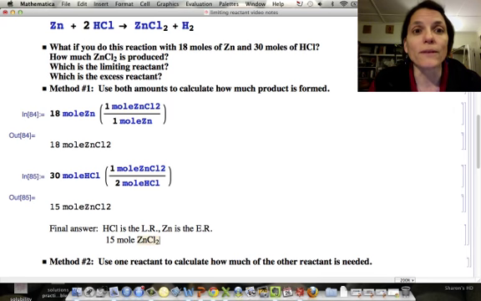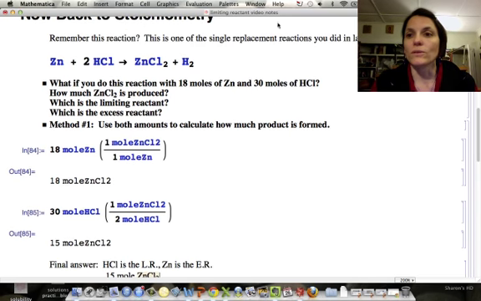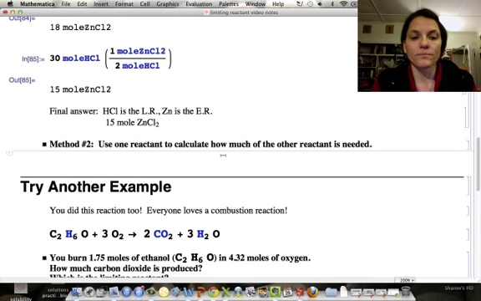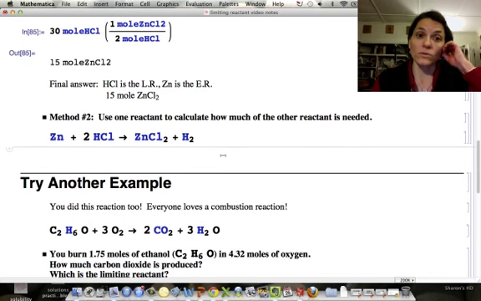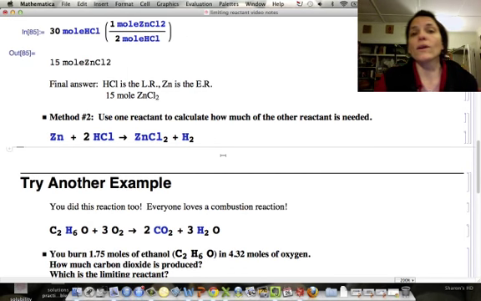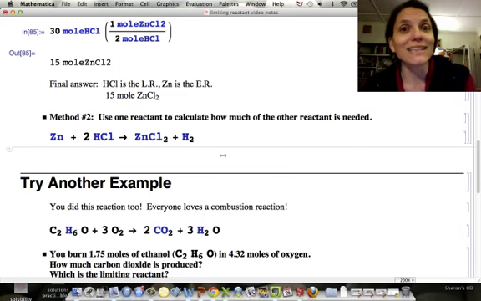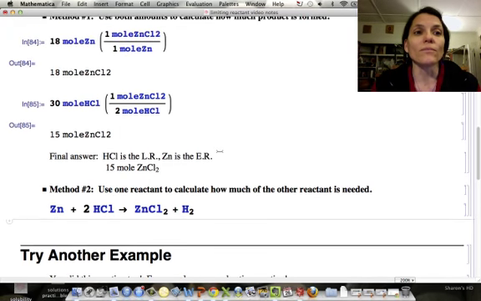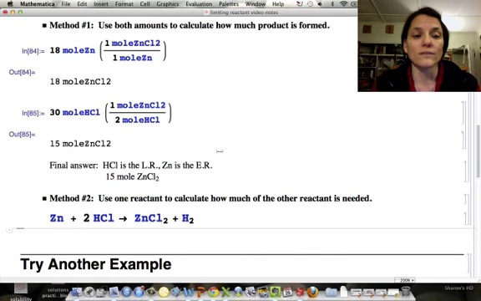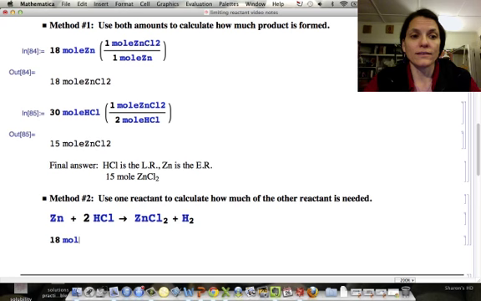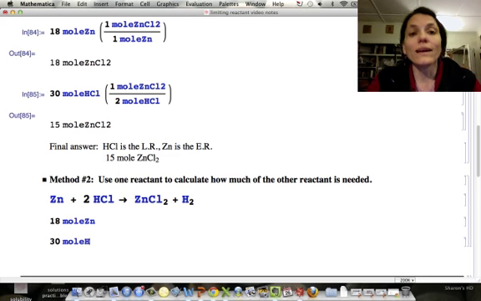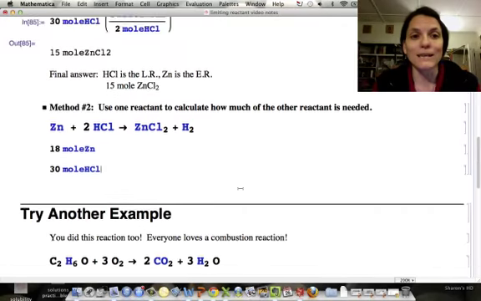All right, so that's the first method. Now I'm going to show you how to do it with the second method. Just so we know what we're starting with, I'm going to copy the reaction and put it down here. Okay, so method number 2, we're going to use one reactant and calculate how much of the other reactant is needed. In our original problem, we're starting with 18 moles of zinc and 30 moles of HCl. Now, either way will work. We'll get the same answer, but it's a different technique.